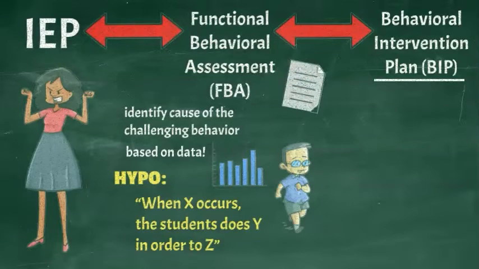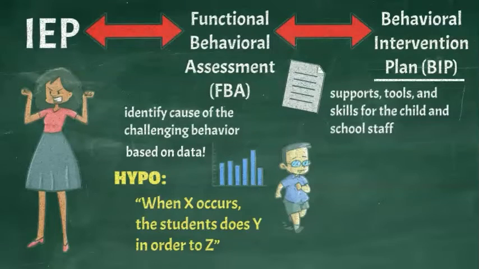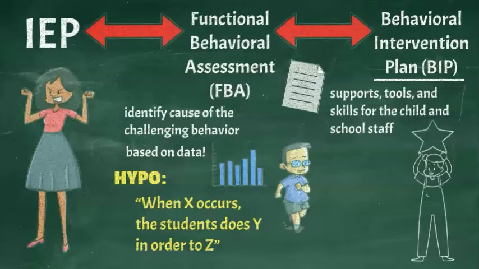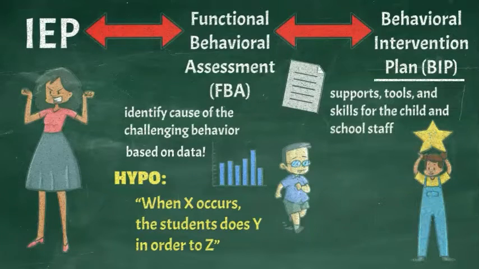A BIP is a written plan that is part of the IEP that includes supports, tools, and skills for the child and school staff, positive behaviors the child can learn to replace negative behaviors, rewards for replacing behavior, and a system for tracking behavior data. A BIP should be positive and focused on giving the child the skills they need to interact successfully in school and should not be used as punishment.